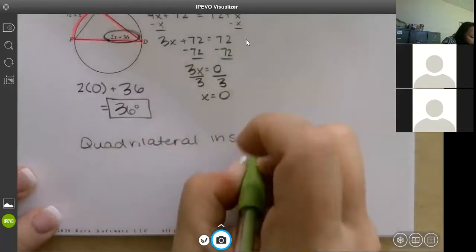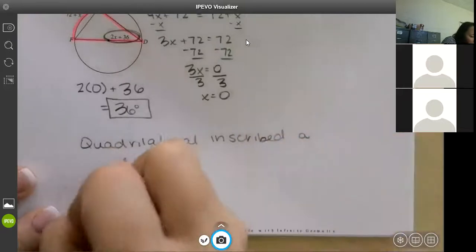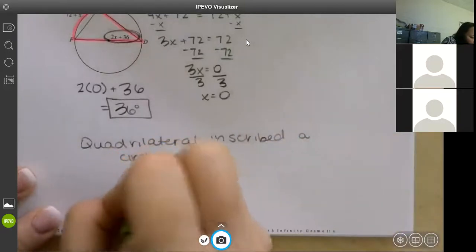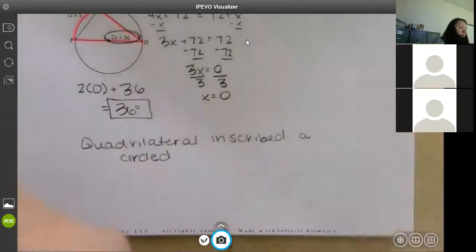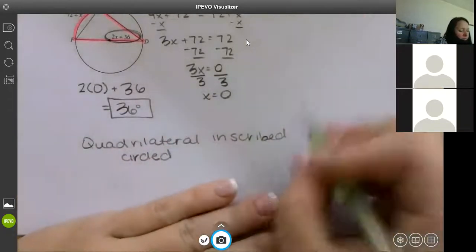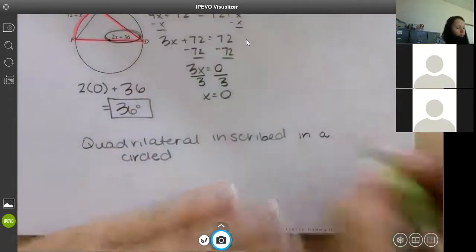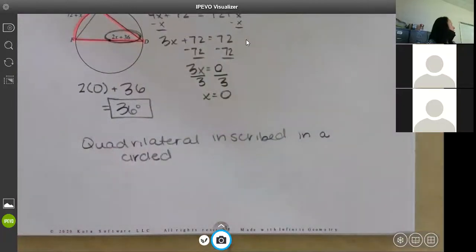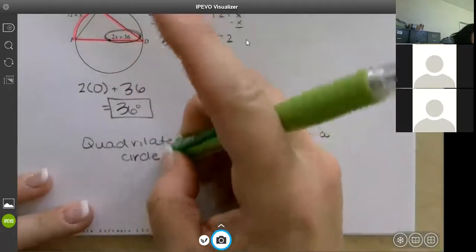Inscribed a circle, in a circle, sorry. That means there's any shape in there. It could be a diamond, it could be a square, it could be a rectangle, it could be something weird like up there. In a circle, I don't know why it says circled.